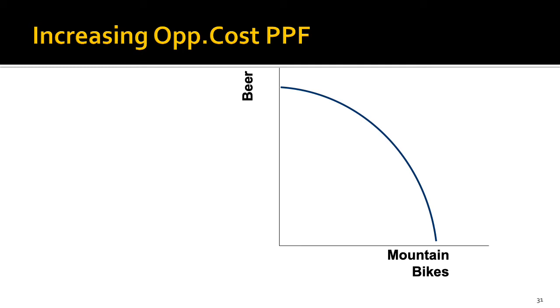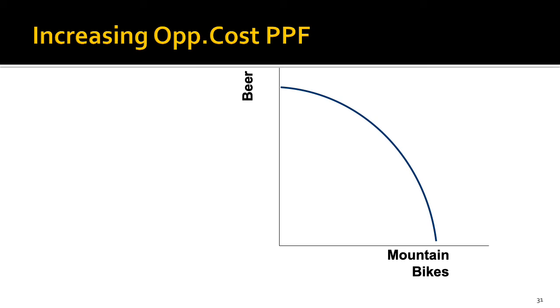What they'll have to do is shift workers out of beer and into mountain bike production. Initially, as this process occurs, they only give up a little bit of beer in order to gain a lot of mountain bikes. But if we're at a point, say here, and we give up the same amount of beer as we did earlier, we don't get that many additional mountain bikes. We'd have to decrease beer production a lot to get any kind of significant change in mountain bikes.